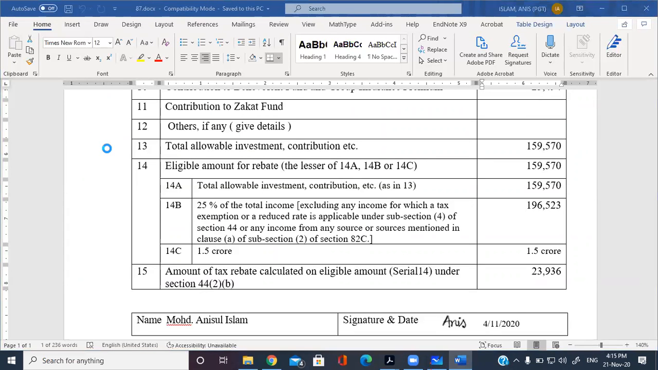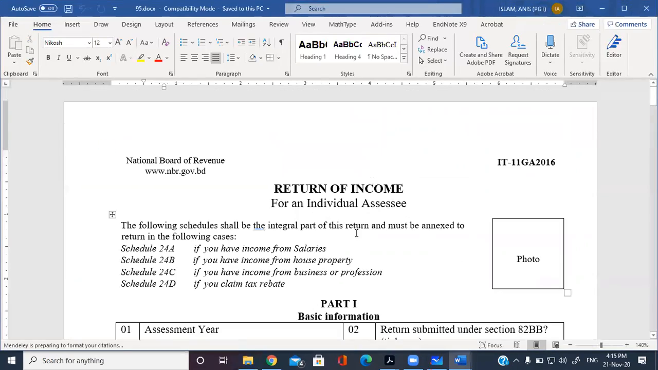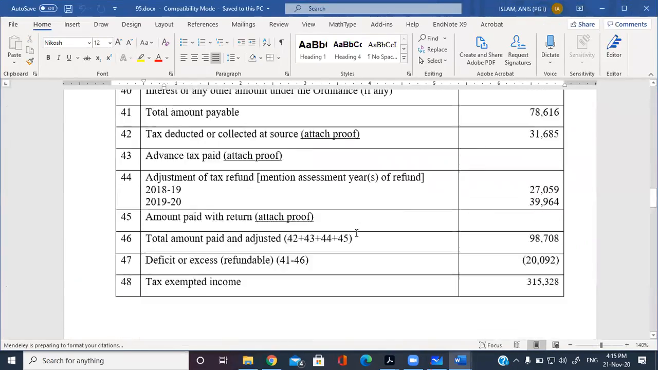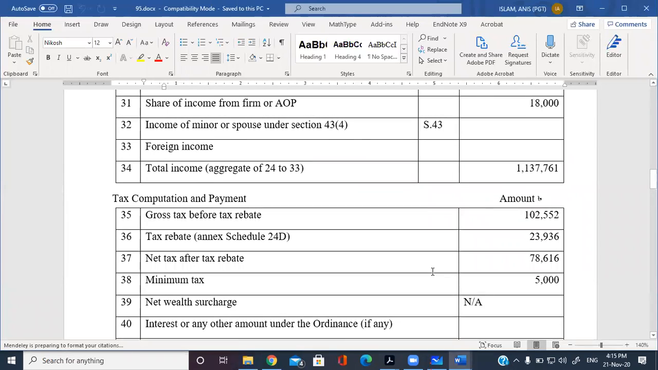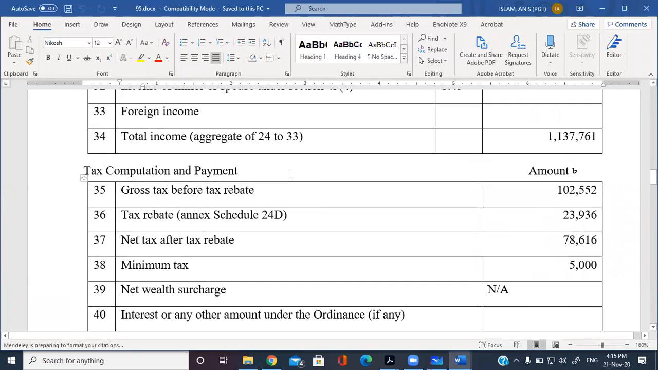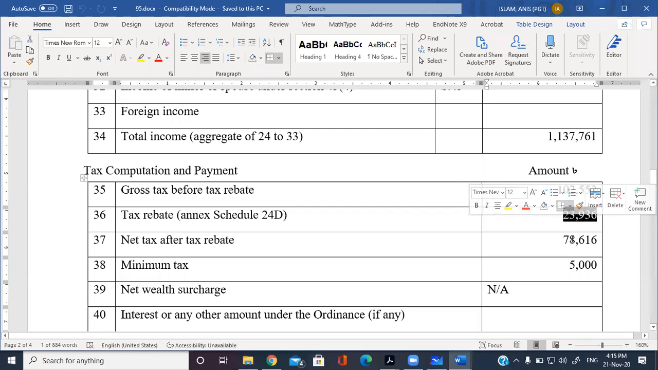So what I have been able to do is reduce my tax liability by how much? By 23,936. Is this number attractive to avoid for tax purposes? 23,936. You see, it is my income tax return. I had the gross tax in this year of how much? More than 100,000, 102,552. How much rebate have I been able to enjoy? 23,936. So net tax after tax rebate has become 78,616.